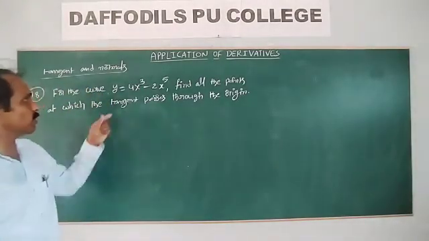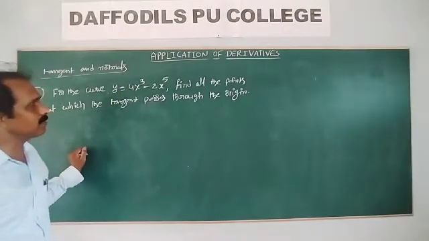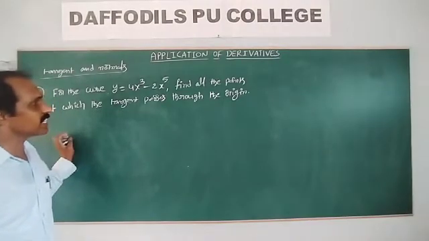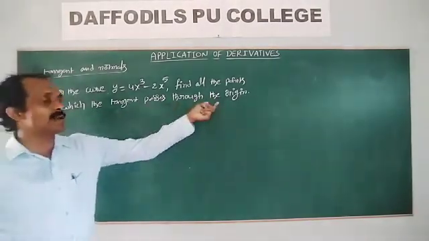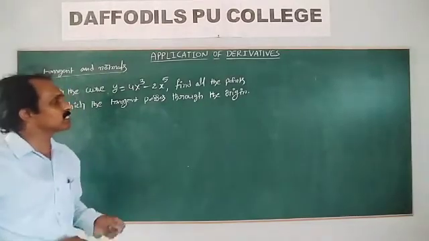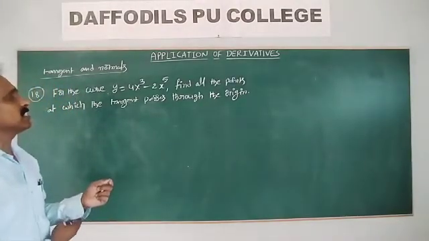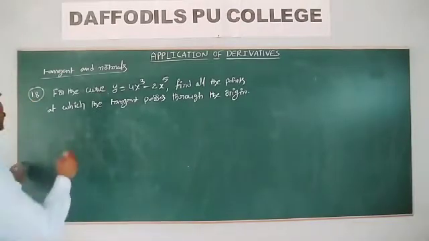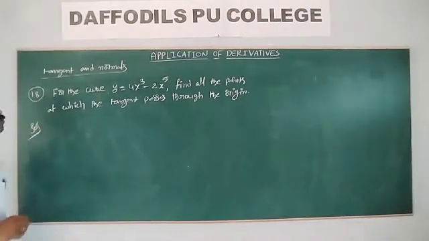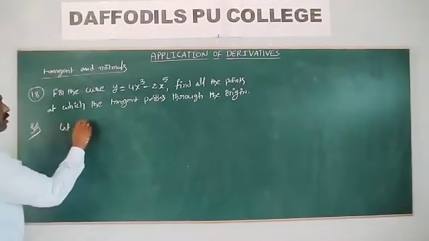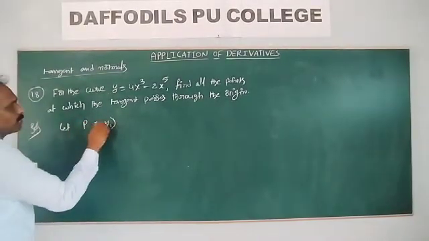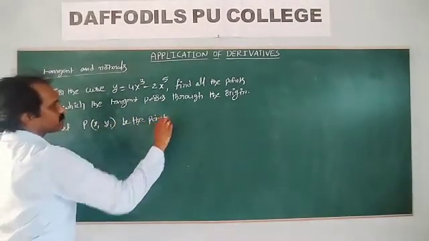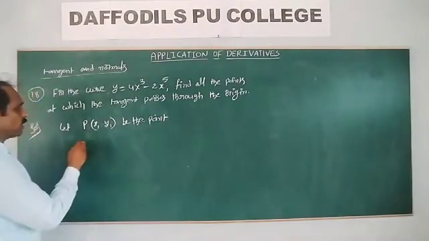Here, from this given curve 4x cube minus 2x to the power of 5, find all the points at which the tangent passes through the origin. The condition is that the equation of the tangent passes through the origin. So first of all, let P (x1, y1) be one point on the curve. We will find the points later.